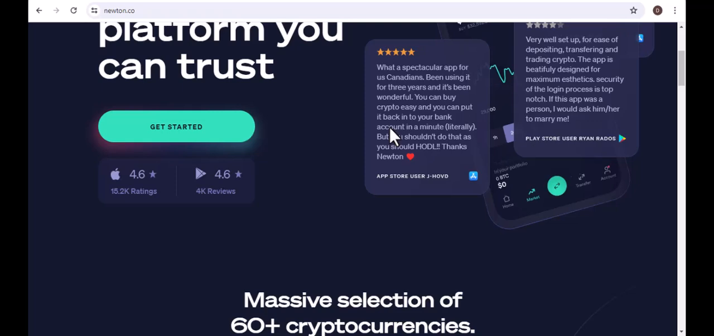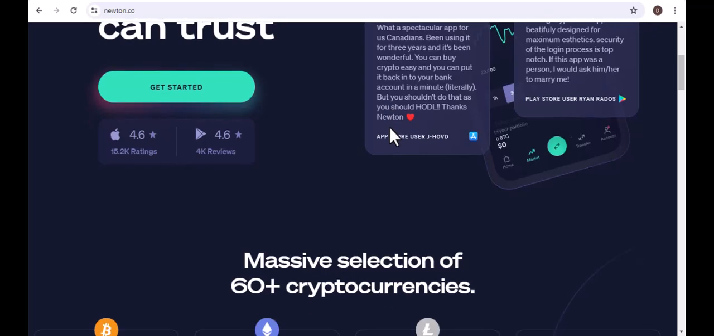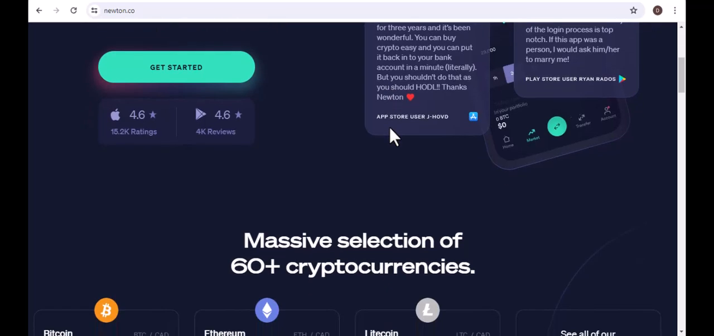It's important to note that the cryptocurrency landscape is constantly evolving. Platforms frequently introduce new features and services based on user demand and market developments. Therefore, while direct crypto swapping isn't available on Newton now, it doesn't necessarily mean it won't be in the future. If direct crypto-to-crypto trading is a crucial feature for you, you might consider using other cryptocurrency exchanges that offer this functionality alongside your Newton account.